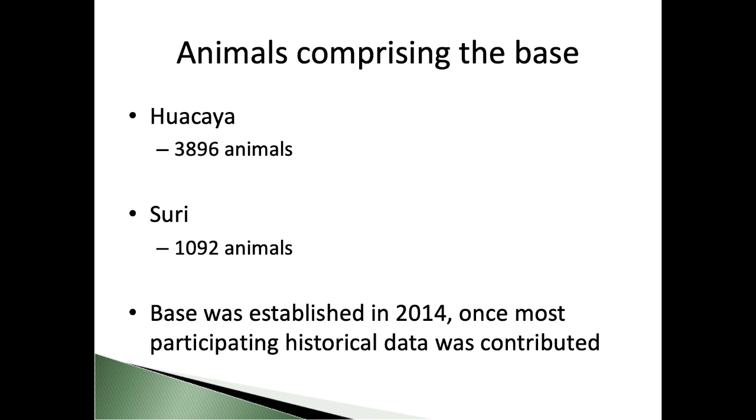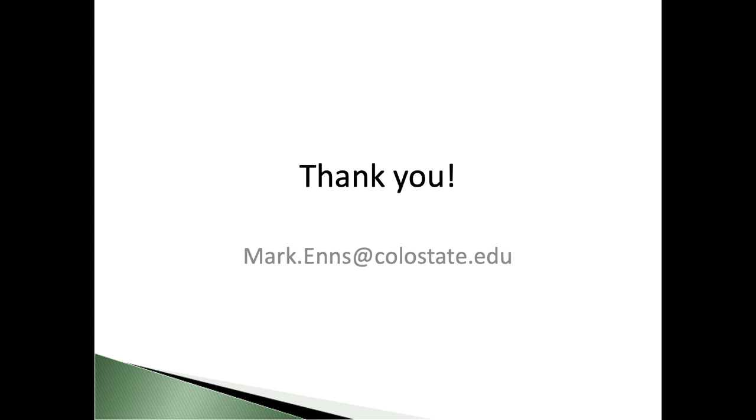And so hopefully this tells you something about what is occurring in the AOA analysis and what a zero EPD means. If you have an animal with a zero EPD for a particular trait, that is equivalent to the average genetic merit of those 3,896 animals in the Huacaya base population, or if you're breeding Suri, the 1,092 animals in the Suri population. So hopefully that gives you a bit more clarity on the meaning of zero EPD and what the base represents. And I appreciate your time.